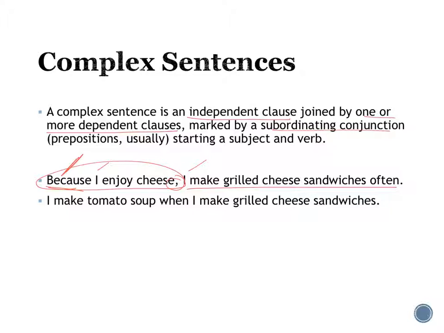Our second example is one of those no comma examples. Here's my subject, I make tomato soup. That's my main sentence, but I want to give it a condition. When I make grilled cheese sandwiches. So I'm giving a time condition. When you glue one phrase onto the end of a sentence, you do not need a comma. So we can just glue that right on. I make tomato soup when I make grilled cheese sandwiches. My complex sentence helps give a condition and explain when I do something.